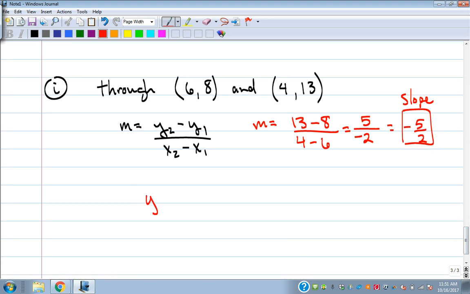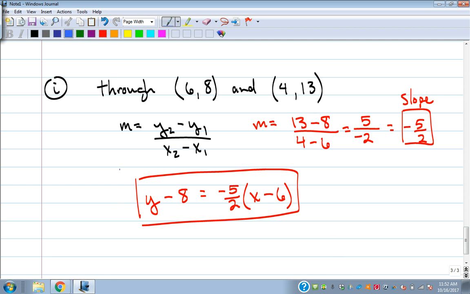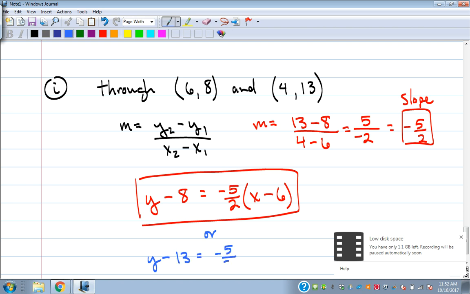So your equation, if I use the first one, would be y minus 8 equals -5/2 x minus 6. And that would be correct. And then if I use the other ordered pair, you don't have to do both. You can do one or the other. It would be y minus 13 equals -5/2 x minus 4. Either of those would be correct. It doesn't matter which one you do.